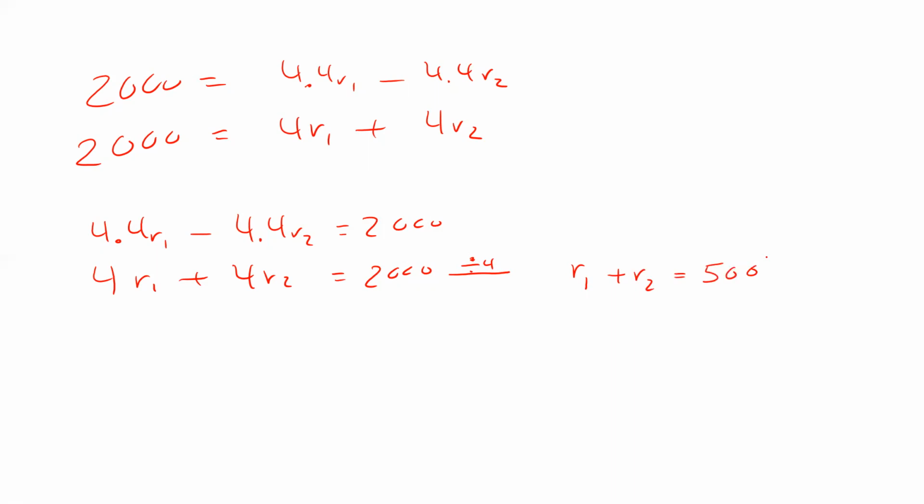No, you have to divide the top one by 4.4, right? So we have to get rid of the decimal first. Okay, so let's get rid of the decimal on top. Multiply by 10. This is 44R1 minus 44R2 is equal to, wow, 20,000 now.